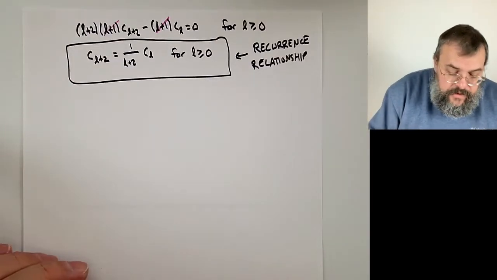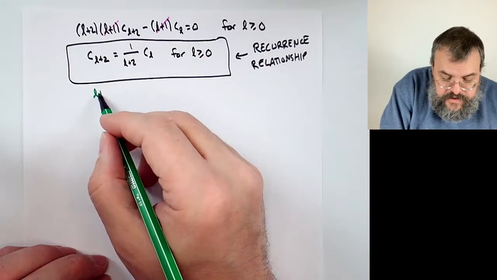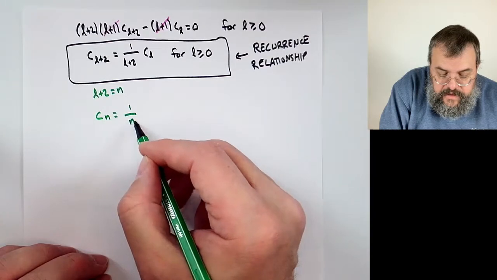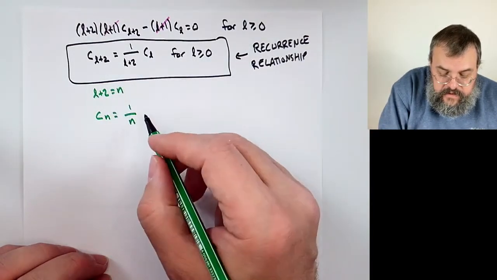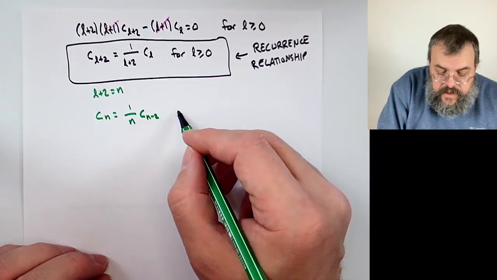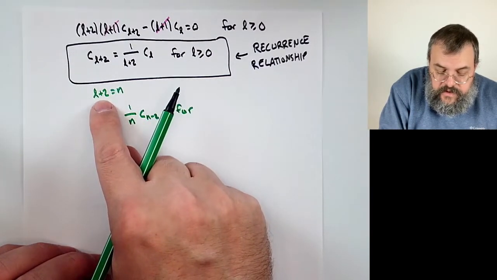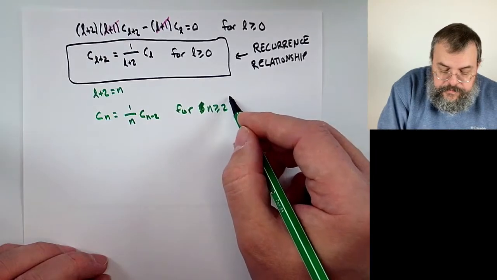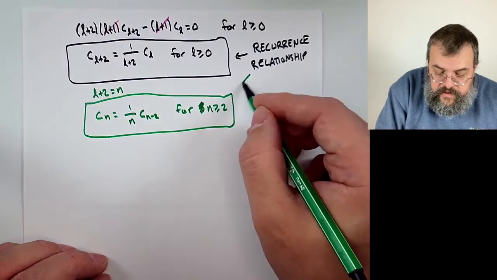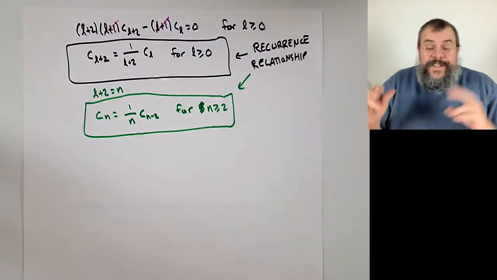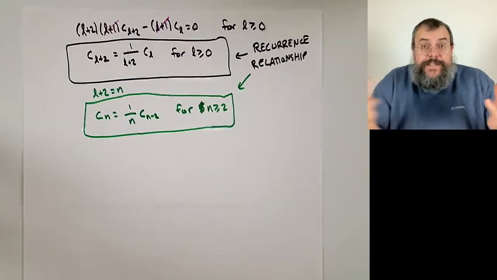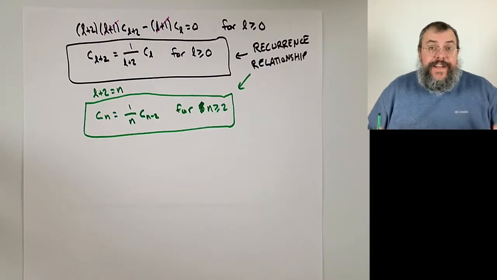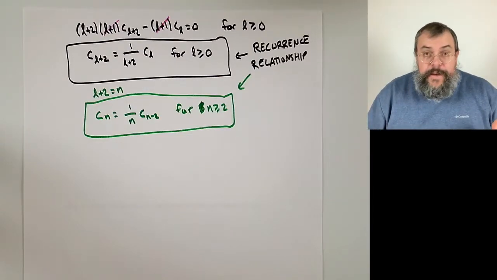Now, I personally like to rewrite it so I can talk about this coefficient as my C sub n. So do a quick change. We'll call L plus 2 n. So we get C sub n is 1 over n times C sub n minus 2, because L is n minus 2. And I start L at 0, so that means I start n at 2. So this is also the recurrence relationship. It's the same thing, just a different name. And the ability to change names is a really cool idea and a very powerful one in mathematics. And the sooner you recognize that and you're able to do that, the better.